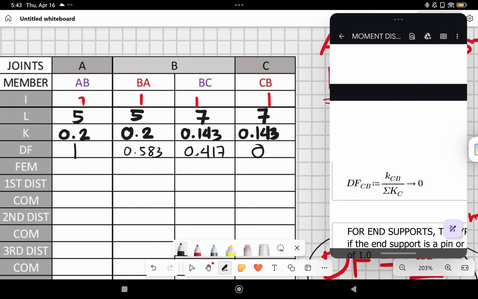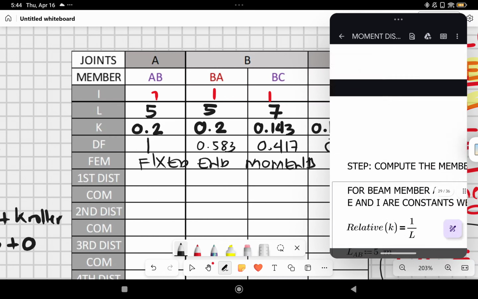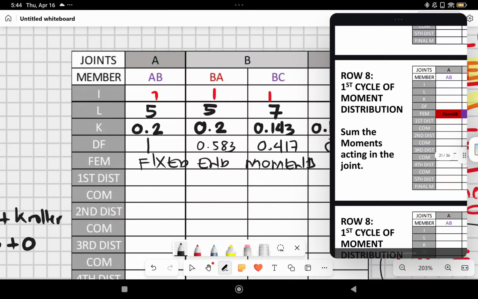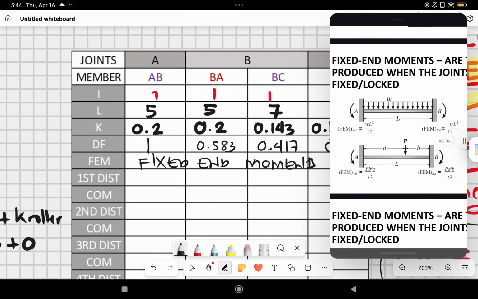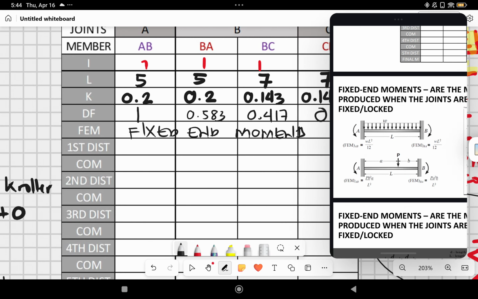Okay? So, ayan. And then we go to the next part, which is this one for our fixed end moments. So, what are fixed end moments? Let's just go through this again. Fixed end moments are the moments that are produced when you have two fixed supports on a single member. So, yun yung mga moments na maproproduce for such cases.